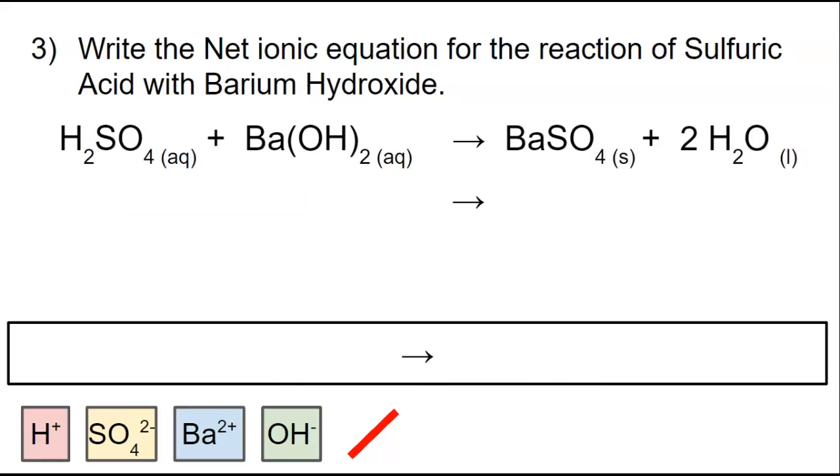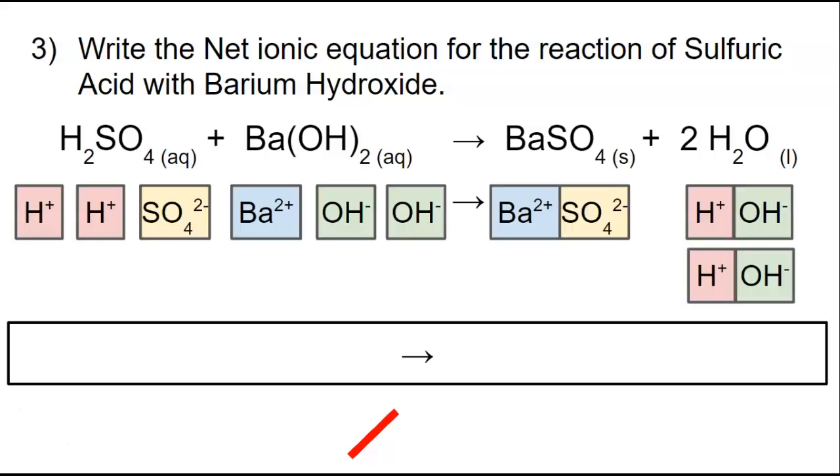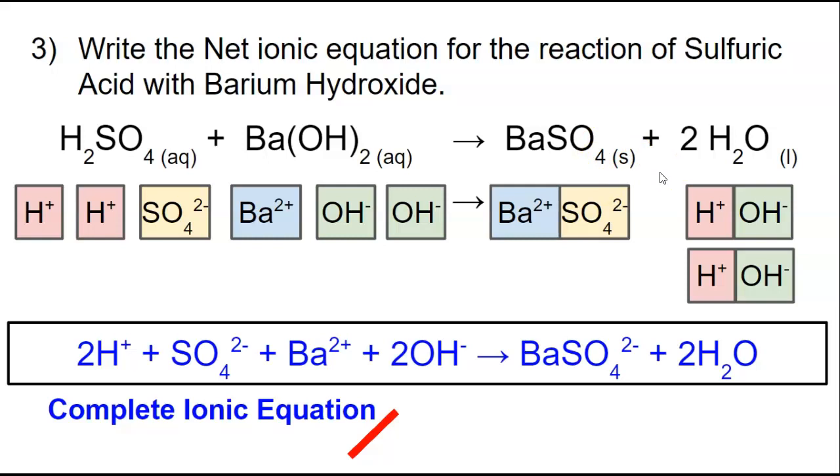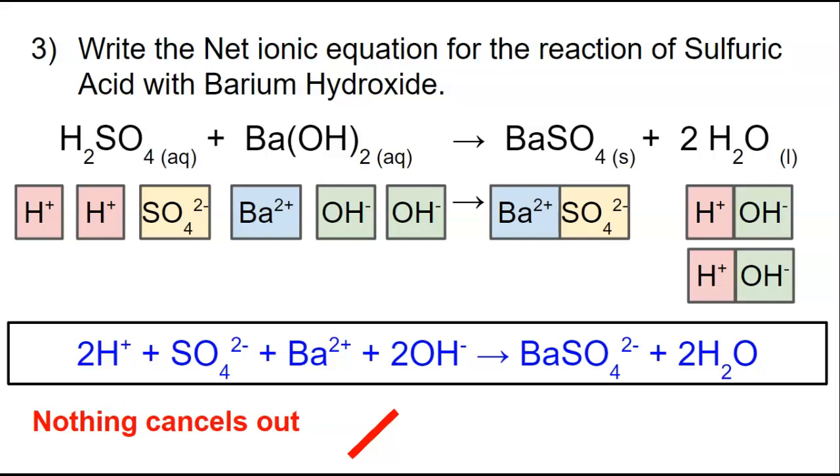Here's example 3. Here's what it looks like when it's split. Notice the product, barium sulfate, does not split because it is an insoluble ionic compound. And here's the complete ionic equation. In this case, nothing cancels out, so your net ionic equation is the same as the complete ionic equation.